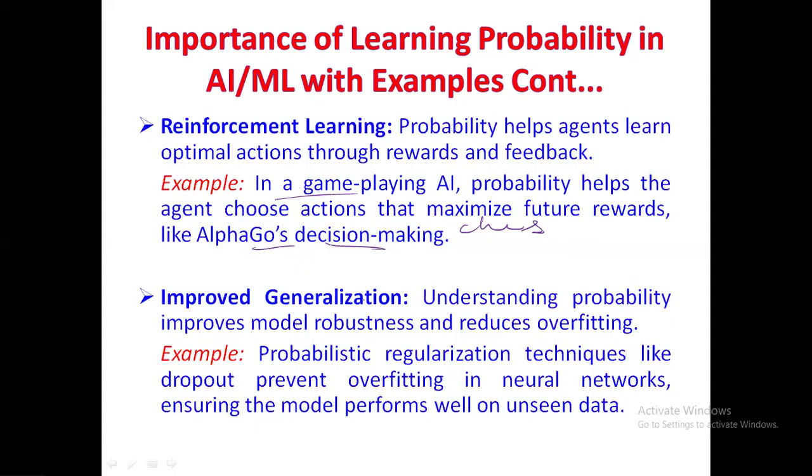Next, improved generalization. Understanding probability enhances model generalization and reduces the risk of overfitting by incorporating probabilistic regularization techniques. For example, dropout is a regularization technique used in neural networks that randomly disables some neurons during training, preventing overfitting and improving model robustness. By improving generalization, probability ensures that AI models perform well on both training and unseen data. So these are all about how probability techniques are used to solve uncertain problems.